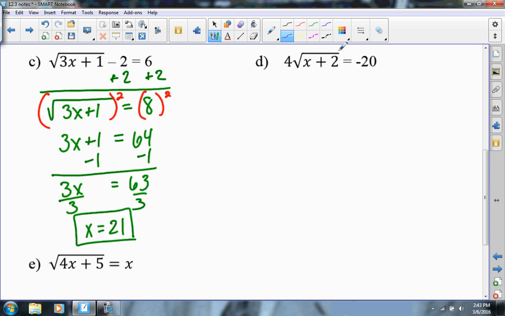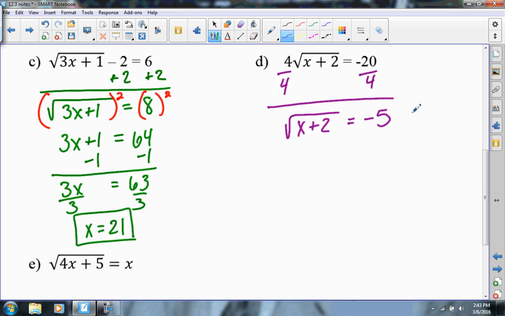Here I have my radical, the square root of x plus 2, but it's being multiplied by 4. So in the previous example, I had to undo some subtraction. Here, to isolate the radical, I have to undo this multiplication. So I'm going to divide by 4 on both sides, and then I'll have my radical isolated. So the square root of x plus 2 equals negative 5.